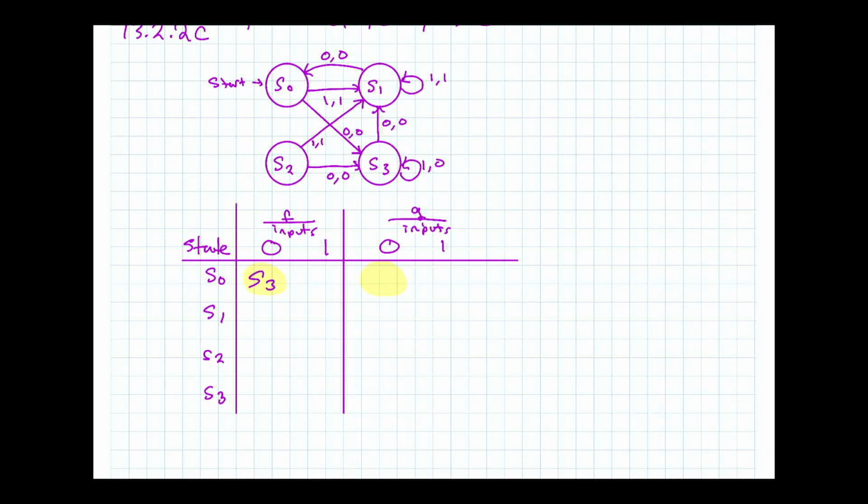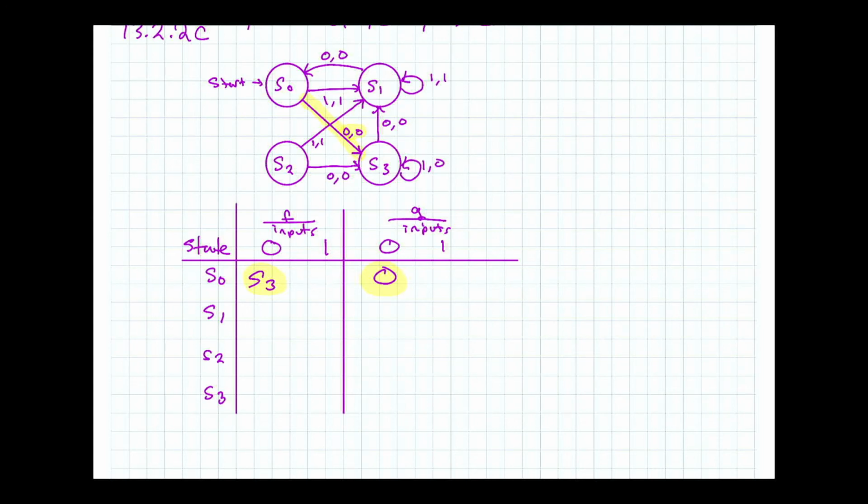So that's what goes there. And then the output is going to be what is the second number. So the second number in this case is also 0. So that goes there. So that's this arrow right there. And these are the numbers that you need.